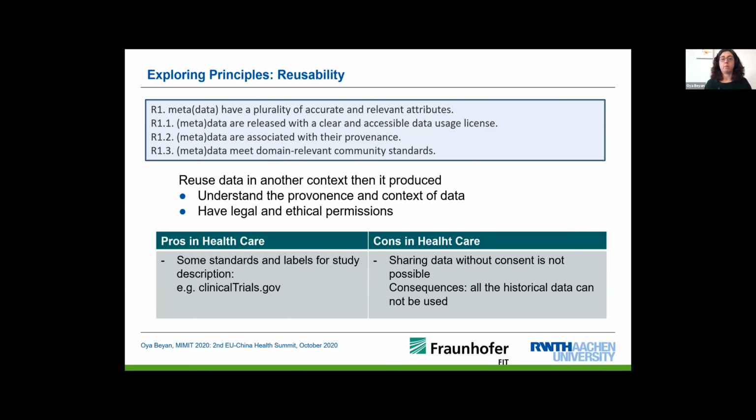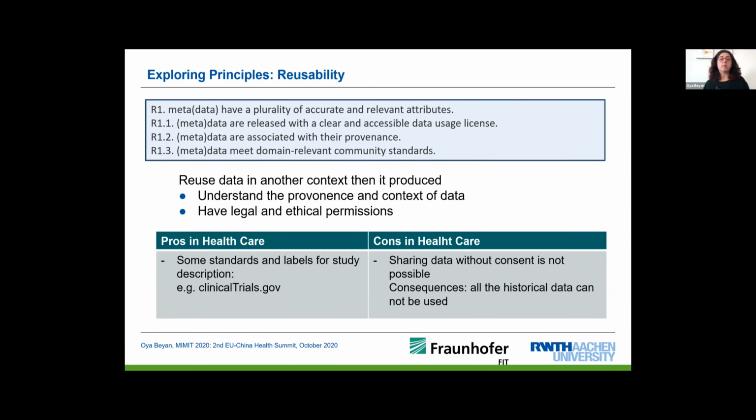Last part is the reusability. Here, the question is: I want to reuse this data in another context than where it was produced. So what do I need? Having the data and the understanding of the data is not enough. I need to have legal and ethical permissions to use this data in another context. That is the most important challenge we are facing in the healthcare domain, since all our data is personal, all of it is sensitive, we need consent.